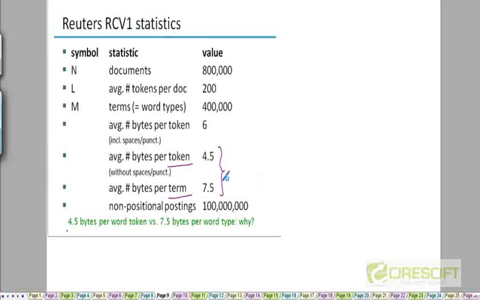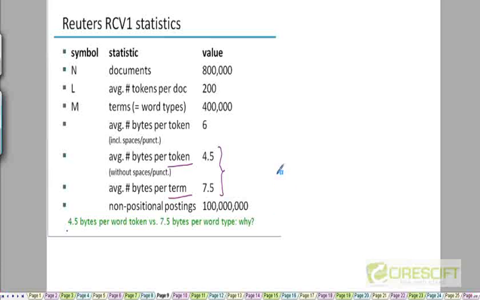But you would expect the opposite trend, right? In that case, you would expect the average number of bytes per term to be smaller than the average number of bytes per token, because tokens are what you have initially, and after that linguistic pre-processing, you get something called a term.